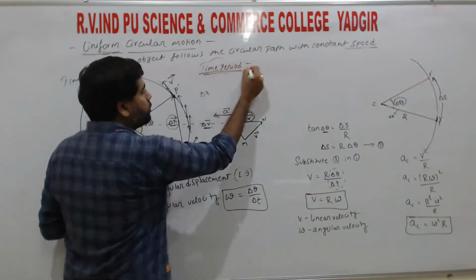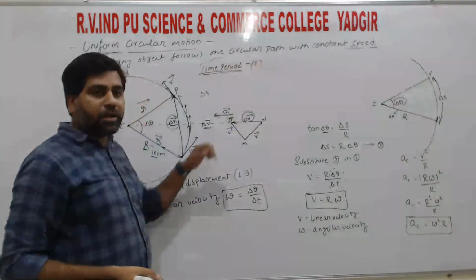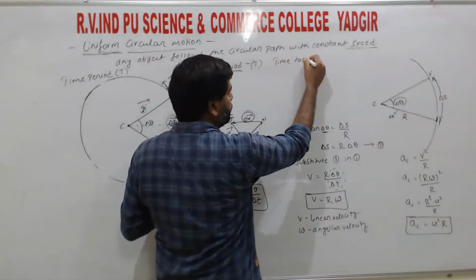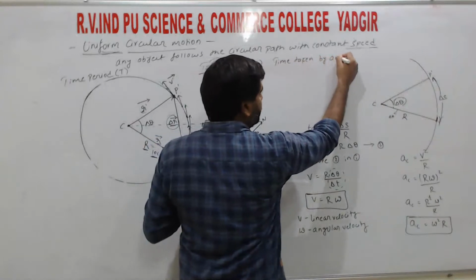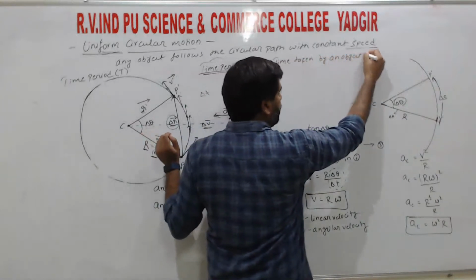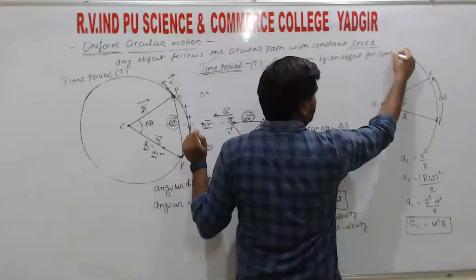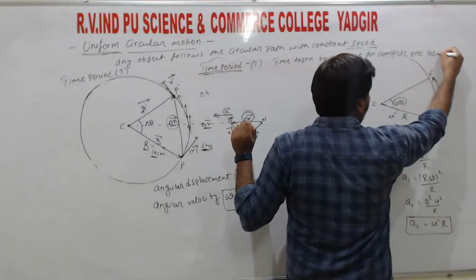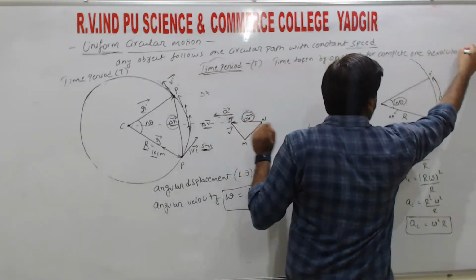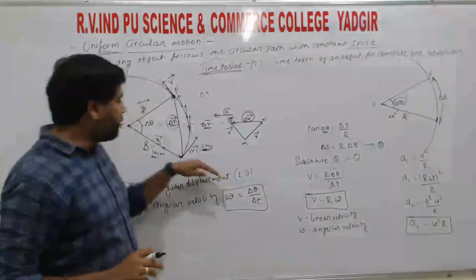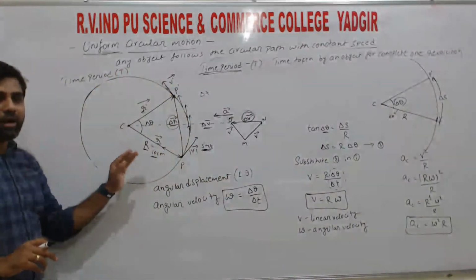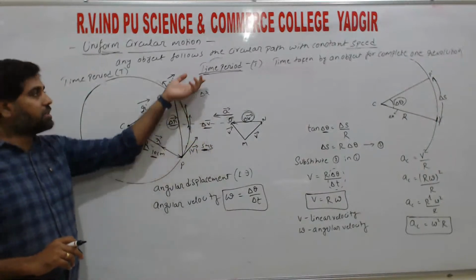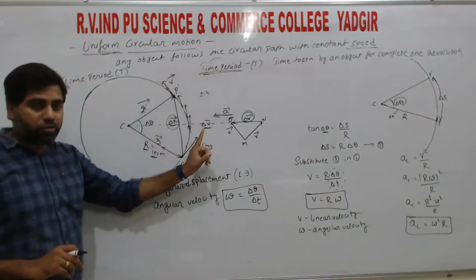Time period is always denoted by capital T, right? It is the time taken by an object to complete one revolution. For one complete revolution, it takes some time, either 1 second, 2 seconds, or 10 seconds. That time we call the time period for one revolution, right?